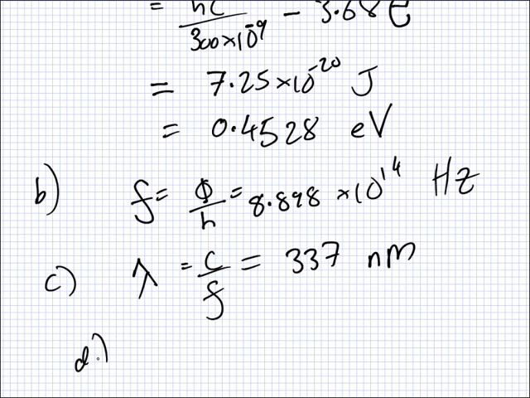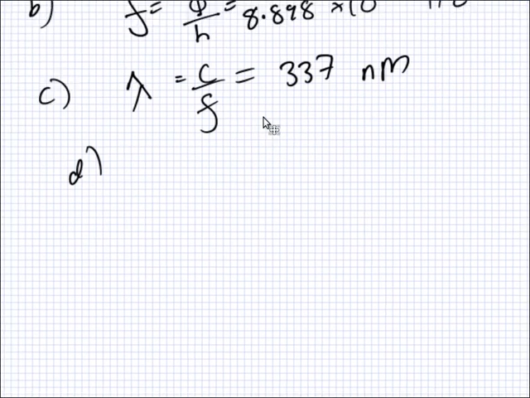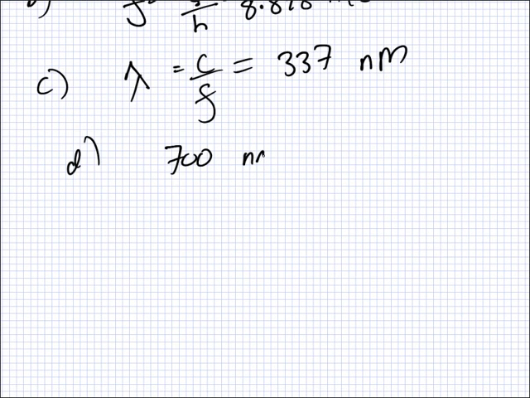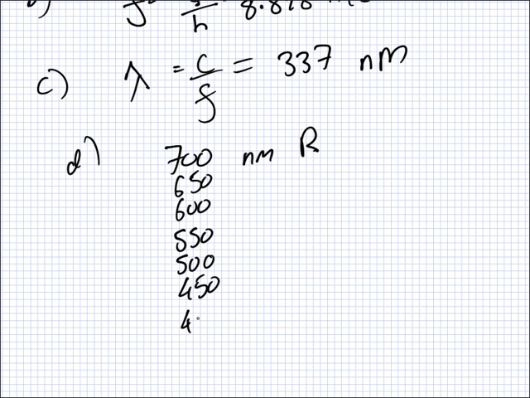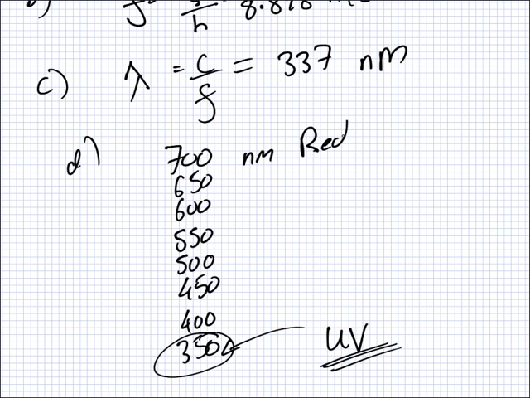D. What type of light is this? So if you remember, 700 nanometers is red, 650 orange, 600 yellow, 550 green, 500 blue, 450 indigo, 400 violet. So 350, what do we have when we're at 350? What's after violet? Ultraviolet. So I think we'll have ultraviolet.